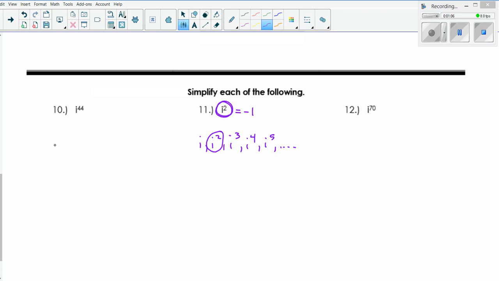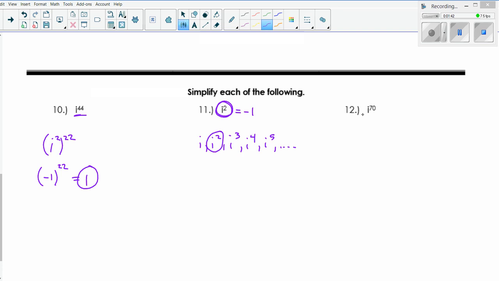So if you have i to the 44th power, I can rewrite that as i squared to the 22nd power. Because remember, when you have exponents, 2 times 22 is what gives you 44. So this, what I just wrote, is the exact same as this. But I can evaluate it now because i squared is -1, raised to the 22nd power. And if I have -1 times -1 times -1, 22 times, all the negatives are going to cancel out to give me 1. So that means that i to the 44th power is the same thing as 1.